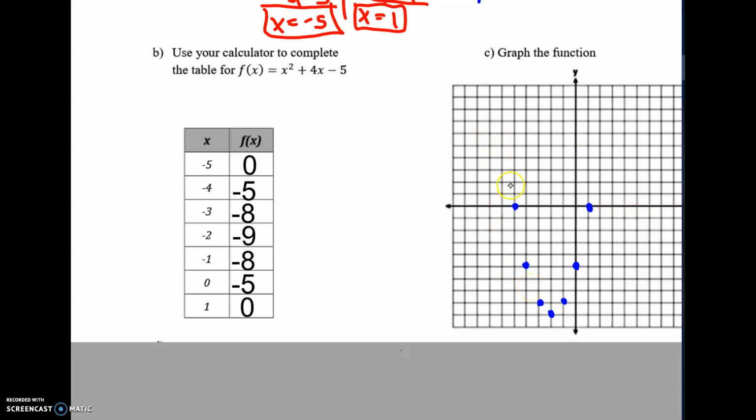So I'm going to connect these points as best I can in creating what we call a parabola. And it's that U shape that you see. Don't forget, we should always label our graphs with a name. So I'm going to call this graph f of x. You absolutely can write the equation next to that, but you do not have to.